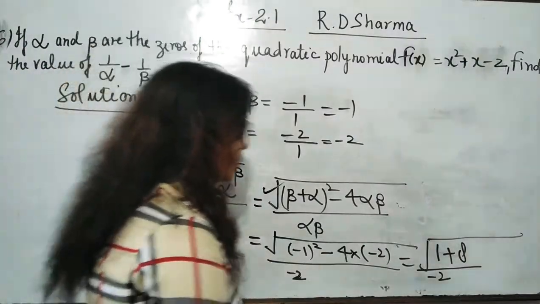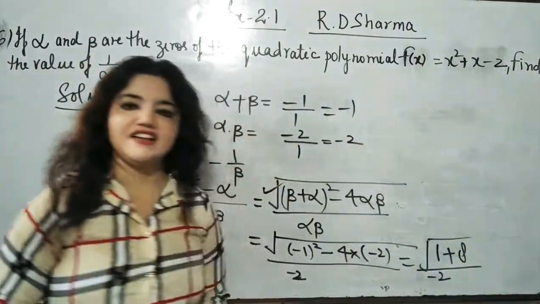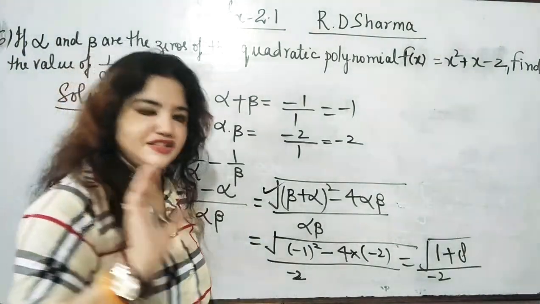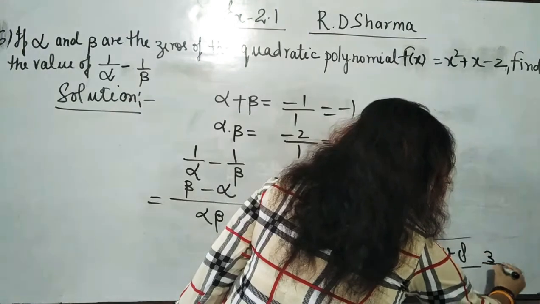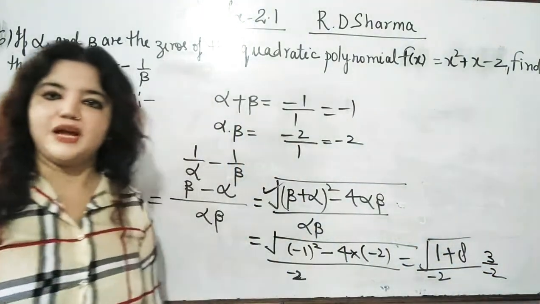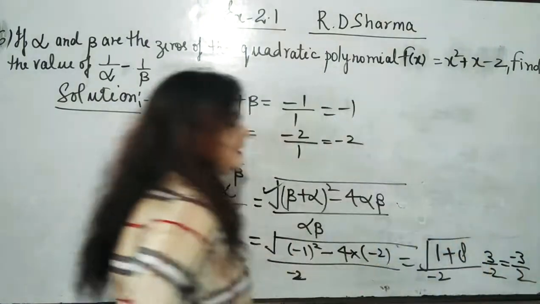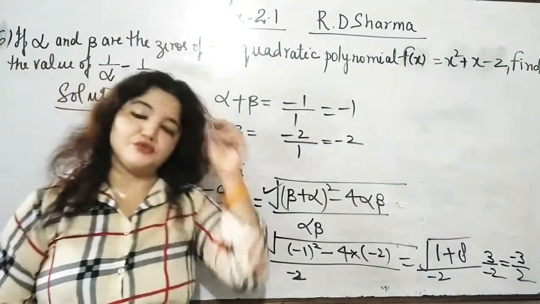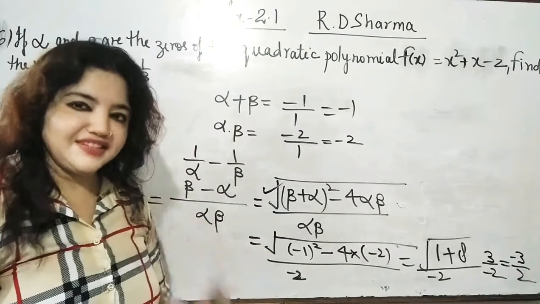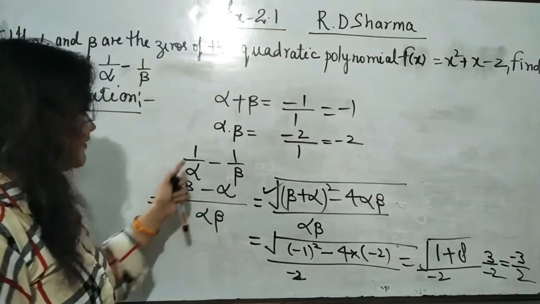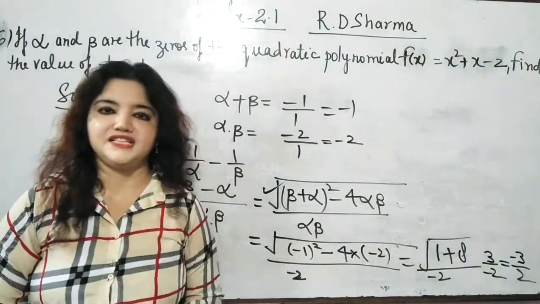So now we have under root 9 upon minus 2. Did you see? Under root 9 means 3. So it means we have 3 upon minus 2, which we can write as minus 3 upon 2. Minus 3 upon 2. This is our sum. So we have calculated the value of 1 upon alpha minus 1 upon beta.